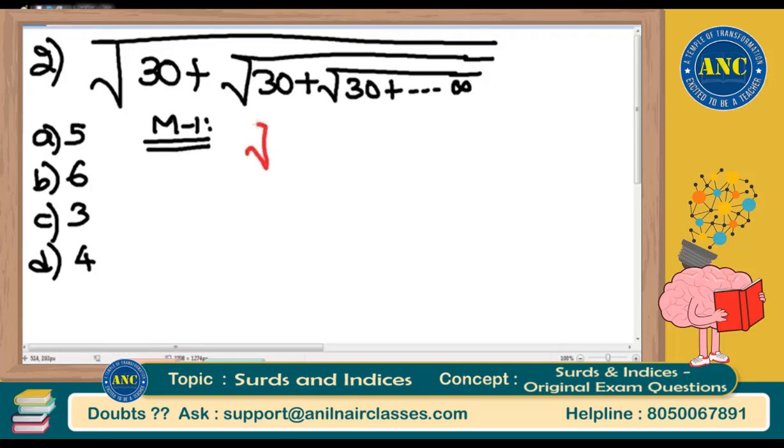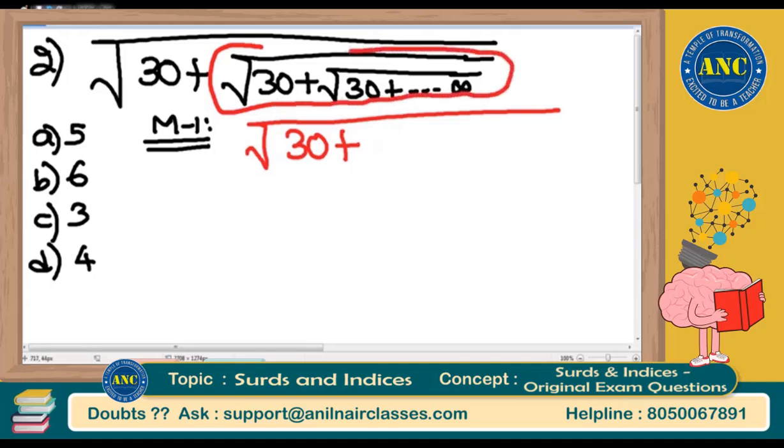Method 1: square root of 30 plus this entire thing which is going to infinite number of times. What I can do is, that is nothing but my question itself. Suppose I call my question x. Out of infinite times root 30 is written, only one time I am keeping it outside, and all the other times it will still remain the same. That means this term which I have marked in blue color is nothing but my x itself. Once again, in an ocean, if I take one drop of water, the ocean will still remain the same.